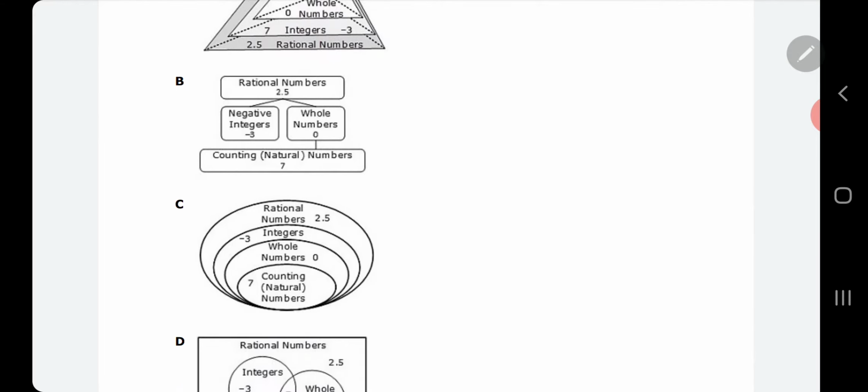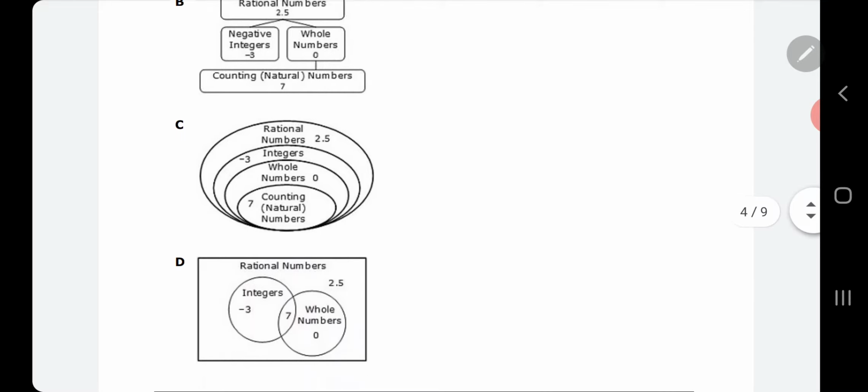Next, B, it says irrational numbers, and this is the way they're describing it. Rational numbers are negative integers and whole numbers, which is correct. Examples they give are like -3 and 0. And of course, the whole numbers are a subset of the counting natural numbers, which is 7. So this does follow along and is correct.